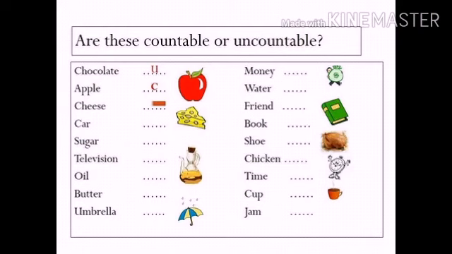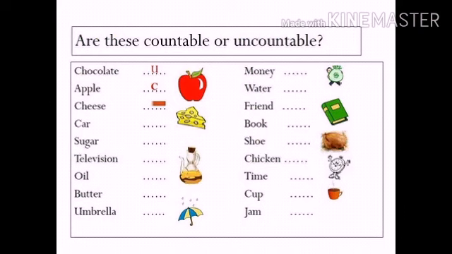Now, it's a test for you all. Alright? Are these countable or uncountable nouns? You have to tell me. So, the first 2 options I have done for you. Chocolate, it is an uncountable noun. Chocolate, not the chocolate that you eat, the single one. I am talking about the whole thing, the chocolate. Okay. Next one, apple. Obviously it is countable. What about cheese? Very good. It is an uncountable noun. Car.